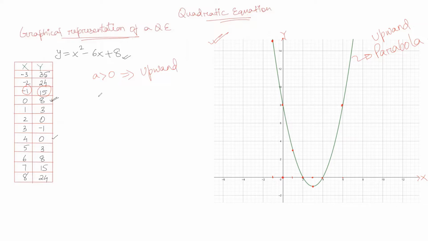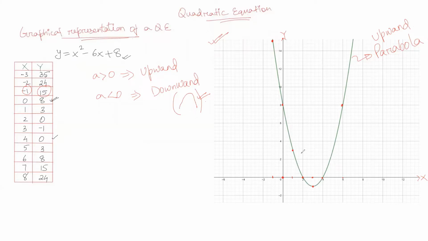Similarly, if we consider the leading coefficient, a, to be less than 0, we'll get a downward parabola, that is a parabola which would look something like this. You can consider a quadratic equation in which the leading coefficient is less than 0, plot the points and draw the graph, and you will find that you get a downward parabola, something like this.